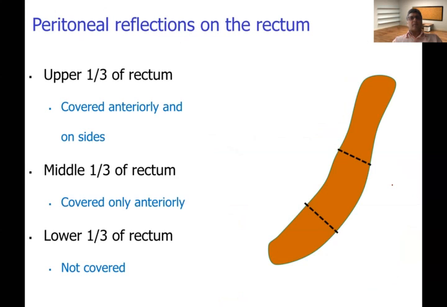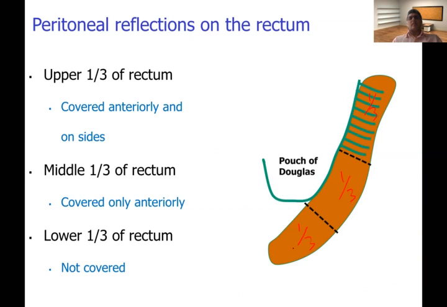Okay, first we come to the peritoneal reflections on the rectum itself. If you divide the rectum into upper, middle, and lower 1/3, the upper 1/3 is covered in front and sides by the peritoneum, the middle 1/3 is covered only in front by the peritoneum, and the lower 1/3 is not covered at all by the peritoneum. So it lies subperitoneally. Lower 1/3 of the rectum is subperitoneal.